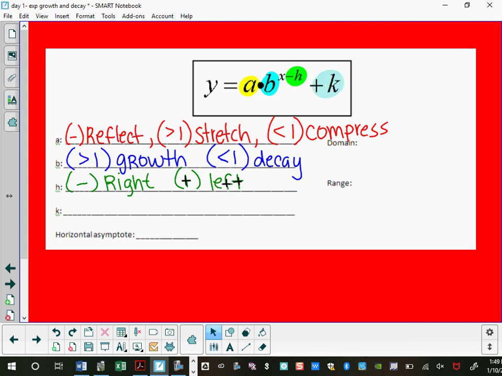Plus k. What if it is a minus k? Which direction do I go, vertical, up or down? We go down. And if it's positive, we go up.